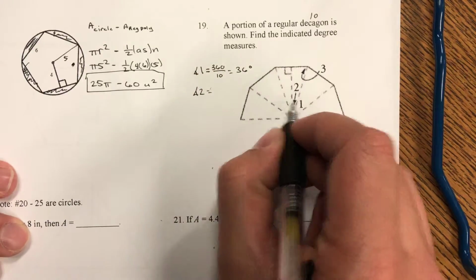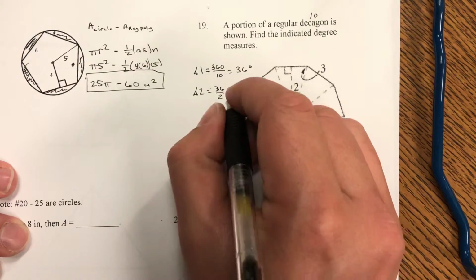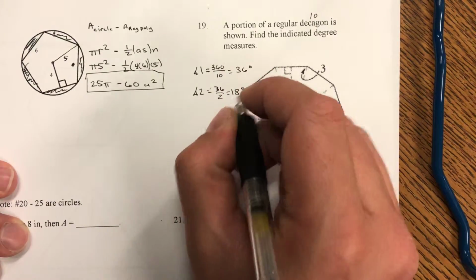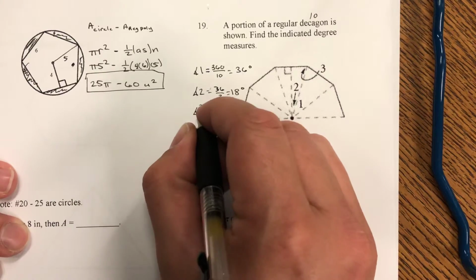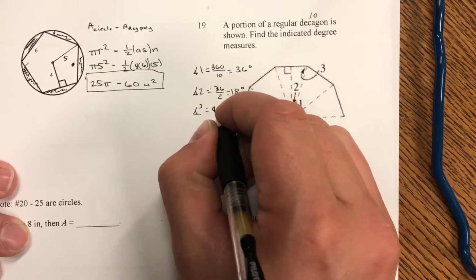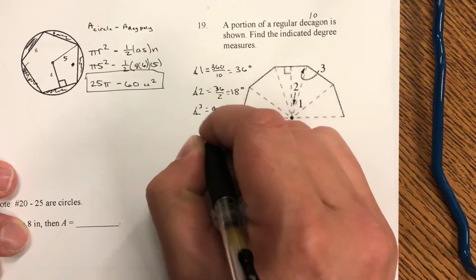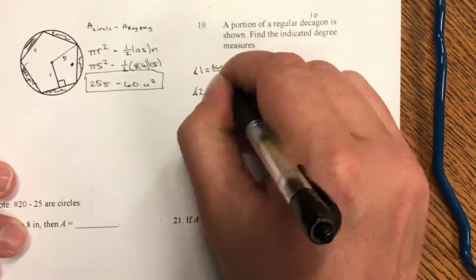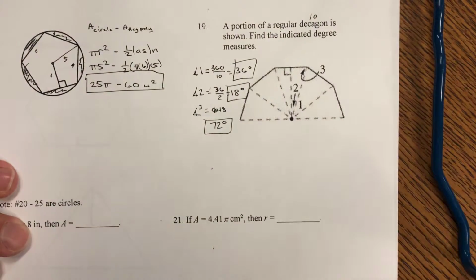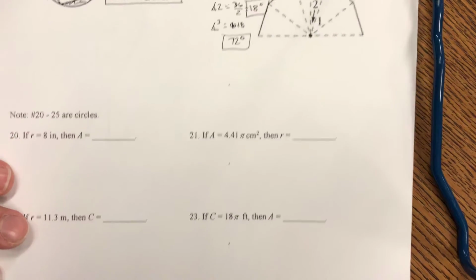Angle 2 is just half of whatever angle 1 was. So 36 divided by 2 is 18 degrees. And then angle 3 is the complementary angle. So 90 minus 18 is 72 degrees for angle 3. So 72 degrees, 18 degrees, and 36 degrees are going to be the angles for that problem.